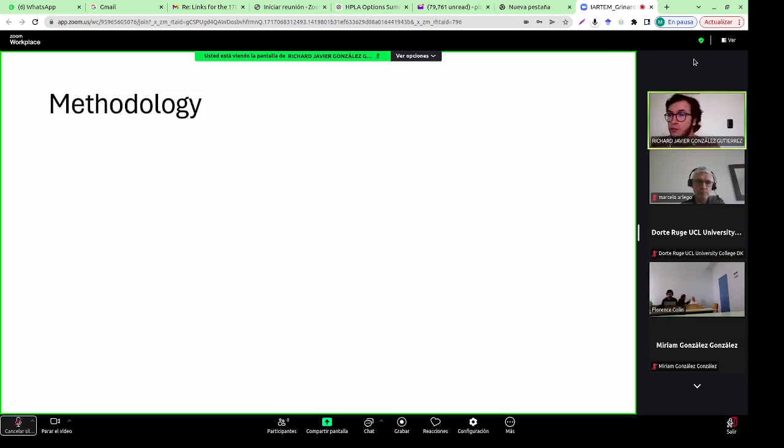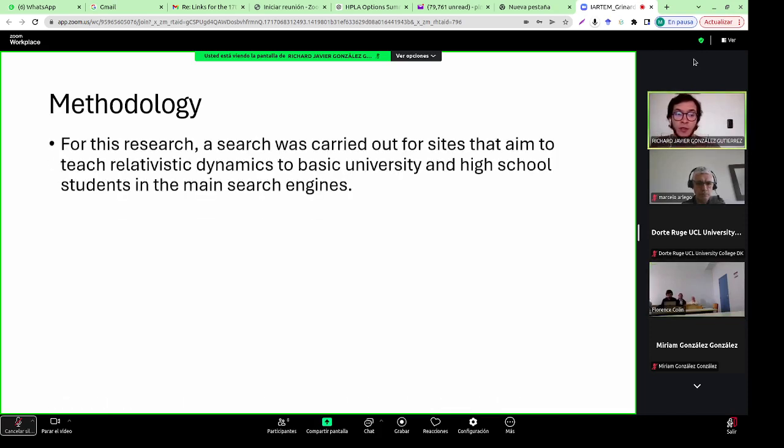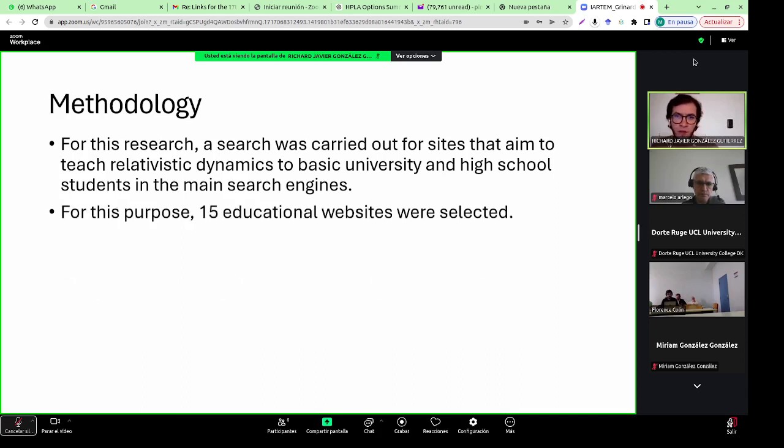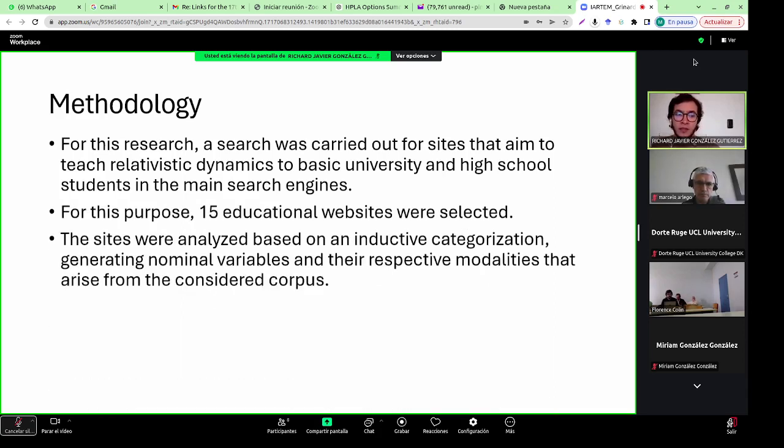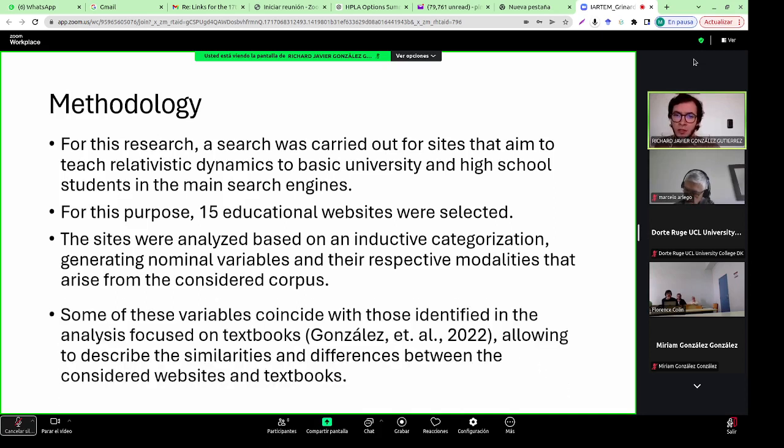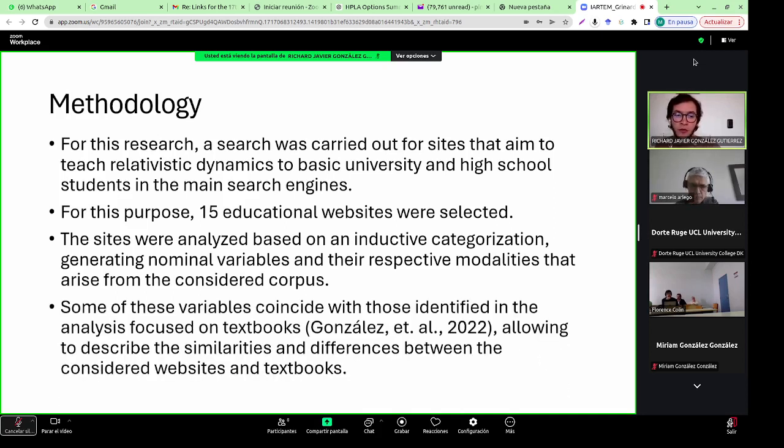Now, let me talk about the methodology. For this research, a search was carried out in the main search engine for sites that aim to teach relativistic dynamics to basic university and high school students. The 15 selected websites were analyzed based on inductive categorization, generating nominal variables and their respective modalities that arise from the considered corpus. Some of these variables coincide with those identified previously in the analysis focused on text.